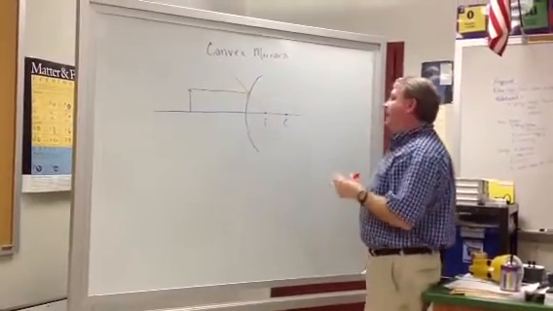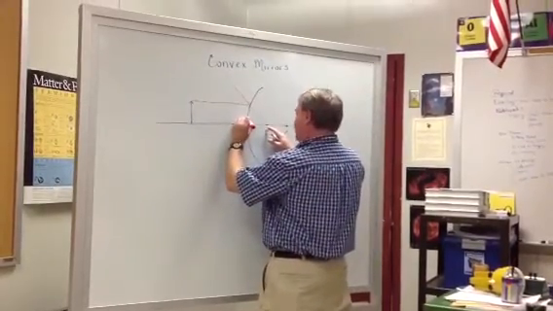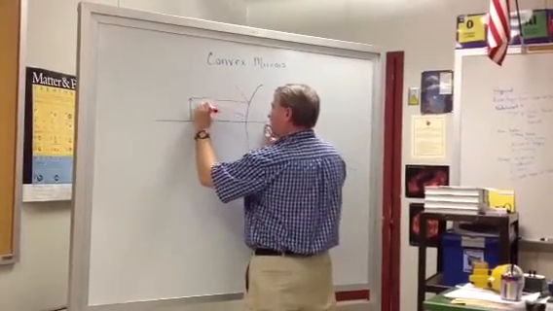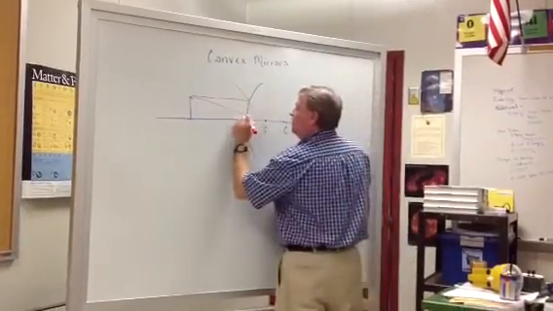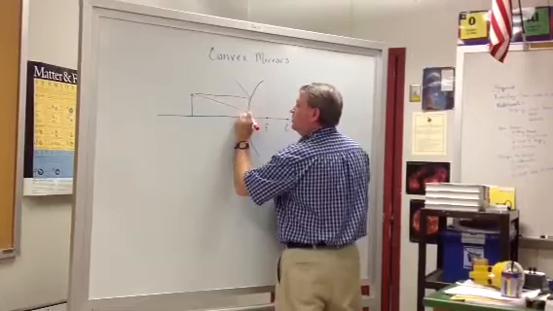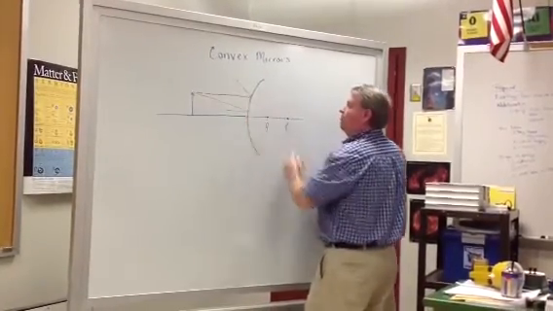Alright, now if a beam of light comes in and passes to the focal point, so it's going to be aimed at the focal point here from the top of the object, it's going to come out parallel. So this beam of light is going to come out parallel like that, and it traces a line back that way.